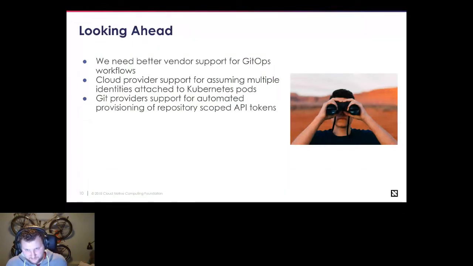And from a Git provider's perspective, we need better ways of, as I said before, creating scoped API tokens that are not linked to specific users. From Flux's perspective, Flux is a machine user that needs machine access. So things like multi-factor authentication don't really work in these types of situations.